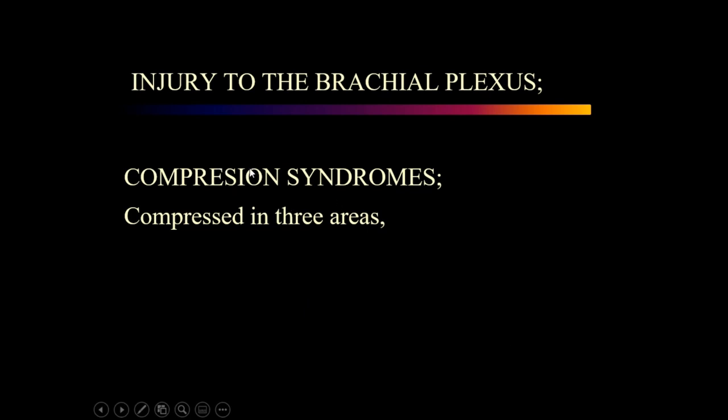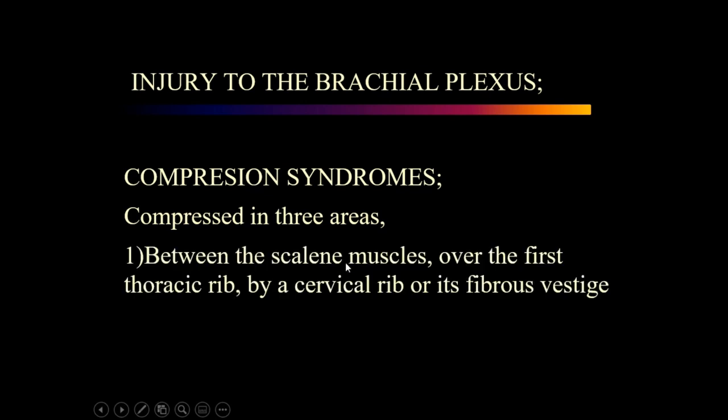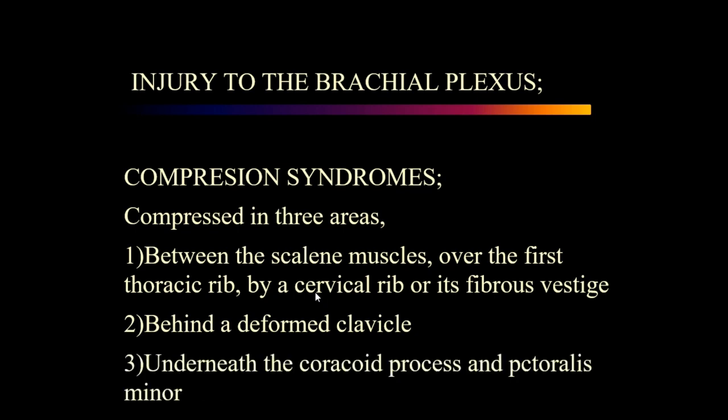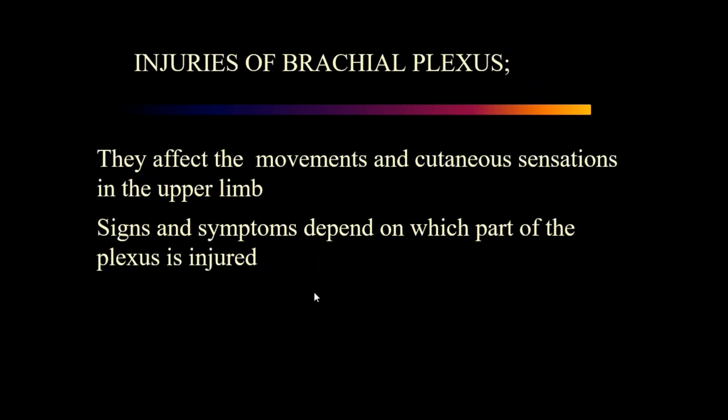We will now see the compression syndromes. The brachial plexus may be compressed in three areas: between the scalene muscles, over the first thoracic rib by a cervical rib, behind a deformed clavicle, underneath the coracoid process and pectoralis minor. So it may be the compression syndromes of brachial plexus. It may be injured also. So signs and symptoms depend on which part of the plexus is injured.